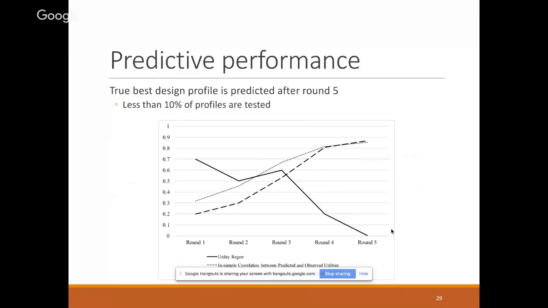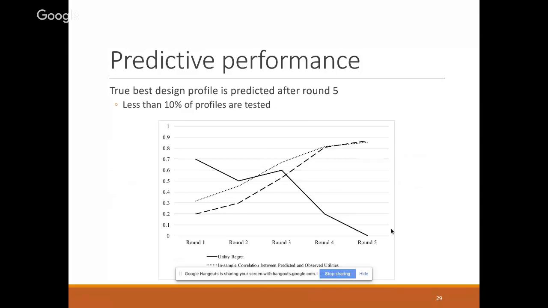Okay, and after running 5 rounds of experiments, we tested the predictive performance of our method. The solid line represents the utility regret, which is the difference between the true utility of the true best design profile and the true utility of the predicted best design profile by our method. So if utility regret is 0, that means we predicted the true best design profile. After the first round, with only partial knowledge, the utility regret was about 0.7. However, after running all 5 rounds of experiment, we could predict the true best design profile.